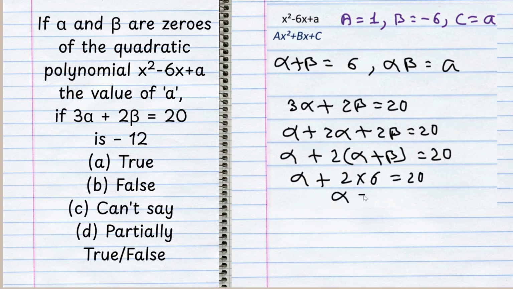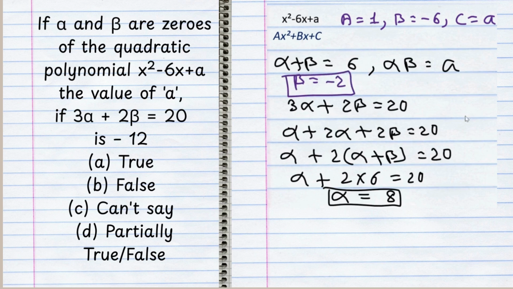So now from here we can obtain alpha, and alpha is what? 20 minus 12. That is 8. Right. We got alpha here. And now if I replace alpha in this case, we'll get beta as what? Beta will be 6 minus 8, that is minus 2.